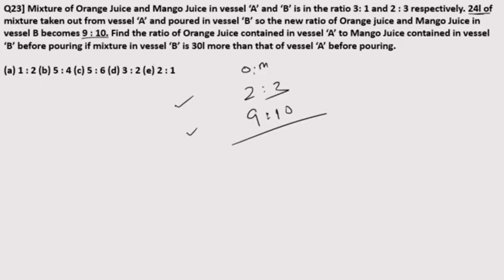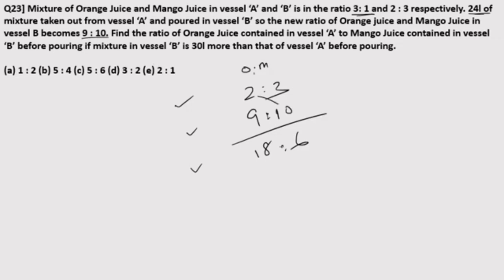24 liters is taken from vessel A in what ratio? 3 is to 1. That means 18 parts has to be orange juice and the rest 6 parts have to be mango juice, right? This change is happening because of this. So by seeing this format, you must be able to recollect the cross multiplication principle. I had already taught all those things to you in the previous videos of mixtures.